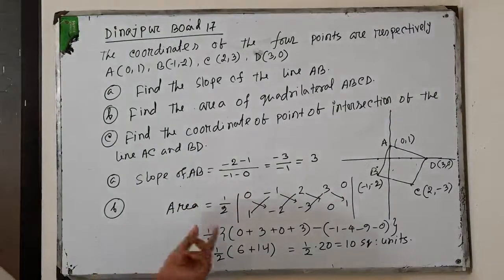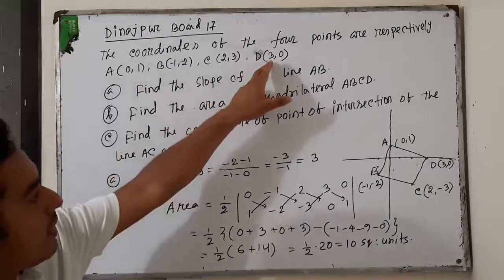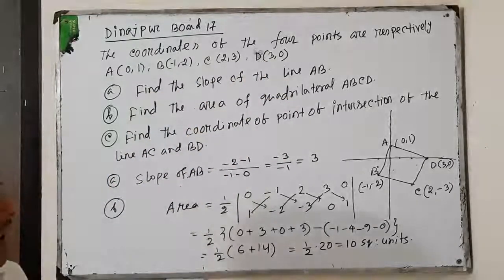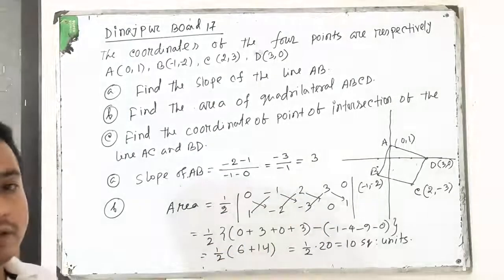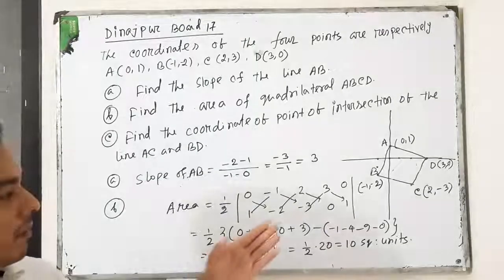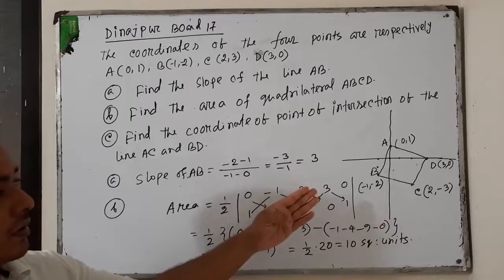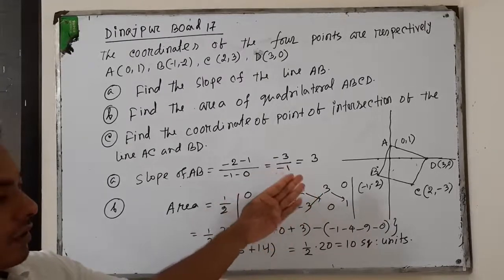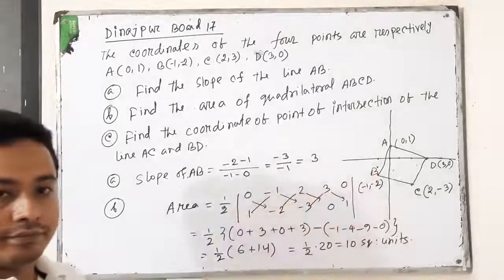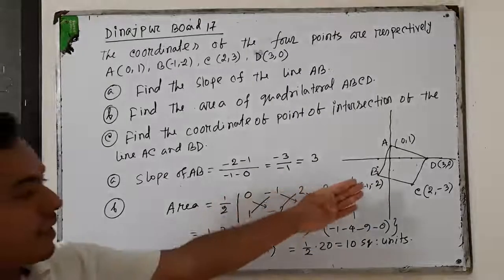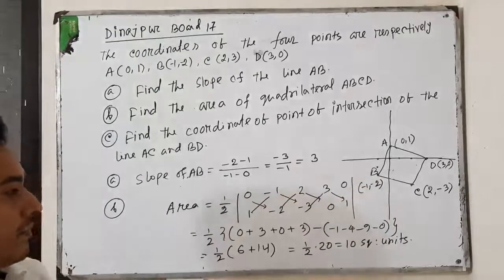Now question number B. What will be the area of this quadrilateral region? At first we have to draw. What is important for drawing? Without drawing, it is not confirmed. We need the anti-clockwise order, so the drawing is mandatory.